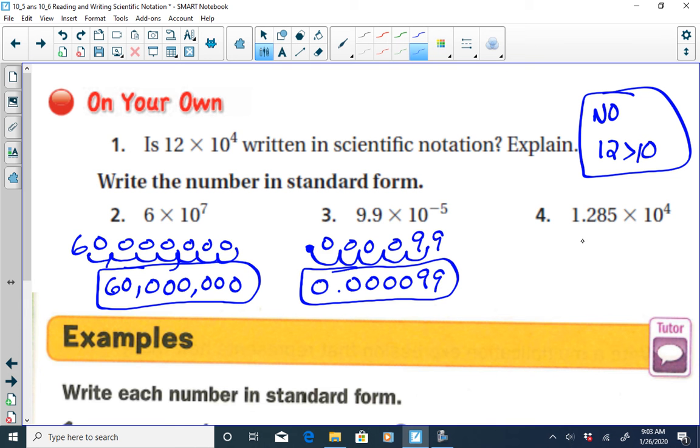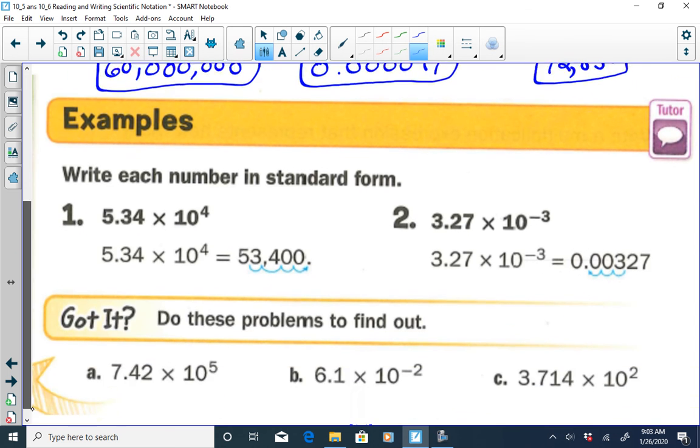All right. Next example, we have a positive exponent, 1.285 times 10 to the 4th power. We want to write that in standard form. So we're going to be moving the decimal point 4 places to the right because the exponent's positive. 1, 2, 3, 4. Going to have to add a 0. So we have 12,850, which would be 1.285 times 10 to the 4th in standard form.